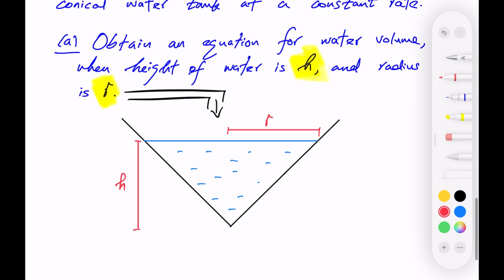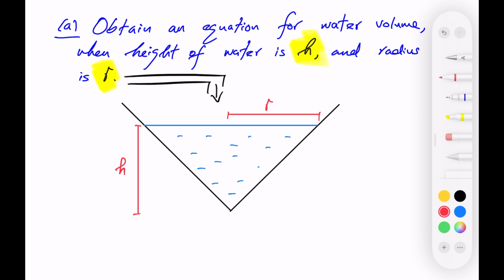Now I need to write down an equation for the water volume. So who can remember the equation for the volume of a cone? Volume of a cone is given by V equals a third pi r squared h. Now I need to identify the variables and constants. What can you say about the volume V? Volume V is clearly a variable. That's a variable of t. Of course, 1/3 is a constant. Pi is also a constant. So all of this part is a constant.